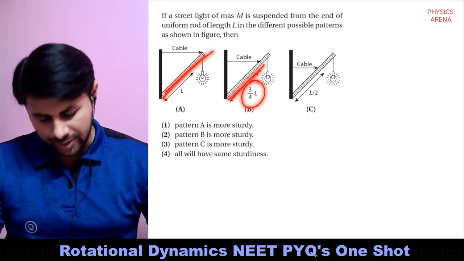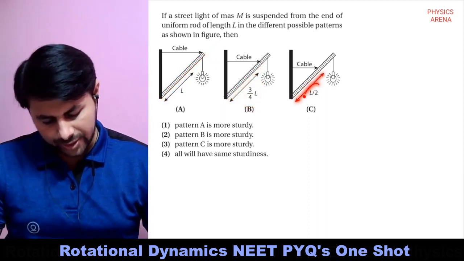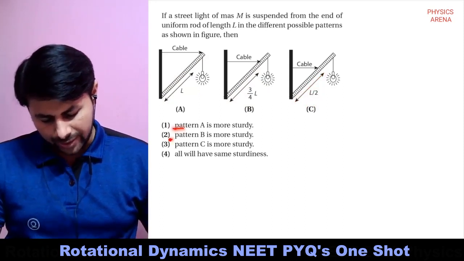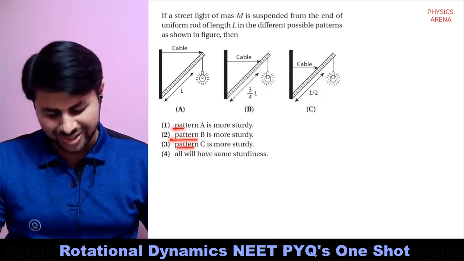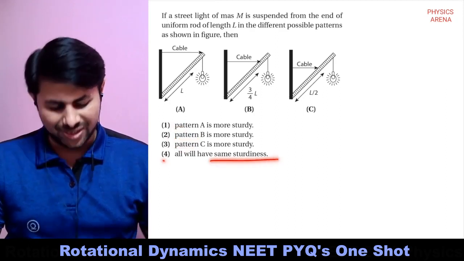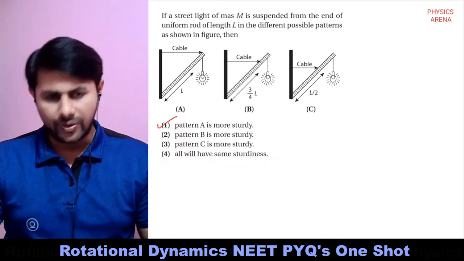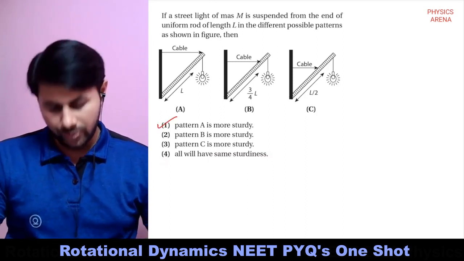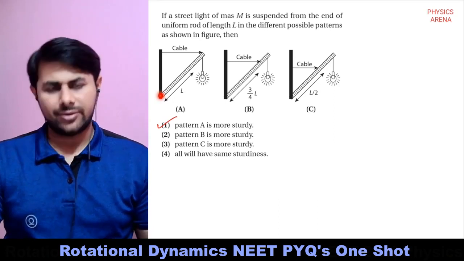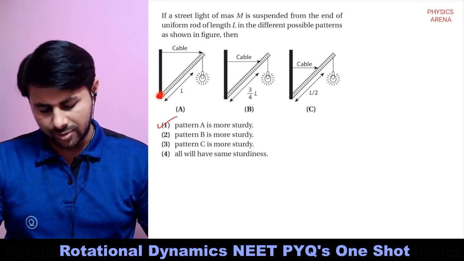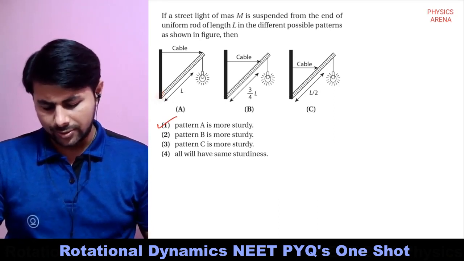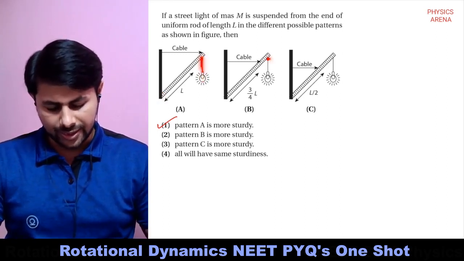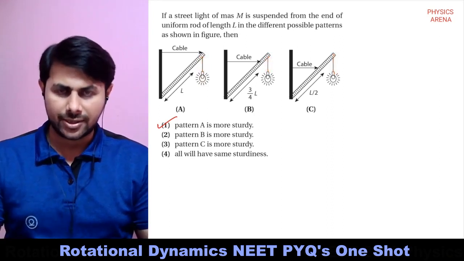It's given, it is 3L by 4, and here it is L by 2. So pattern A is more sturdy, pattern B is more sturdy, pattern C is more sturdy, or all will have the same sturdiness, which is the answer. Why so? If you take torque about this point, now the street lamp is connected at the same point in this diagram, in this one and this one, in all three patterns.